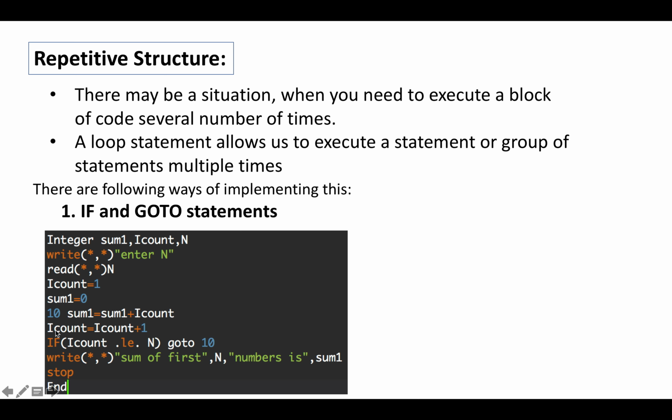Then after that I increase the counter. So if number 1 goes into the sum1 variable, then we need another number 2, then 3 and 4 and so on up to n for addition. So I give an increment to the counter: icount is equal to icount plus 1. Alright, and I check the condition whether this icount is less than or equal to n. If it is true, then go to 10. Again follow the summation procedure, else write that the sum of the first n numbers is sum1, stop and end.